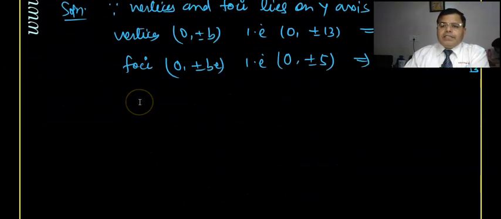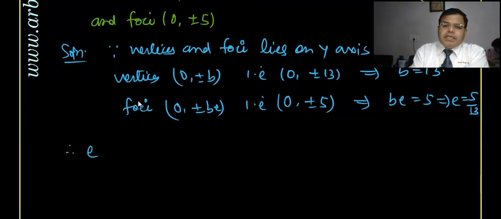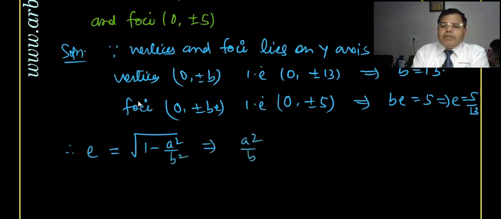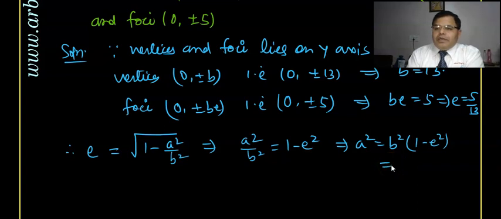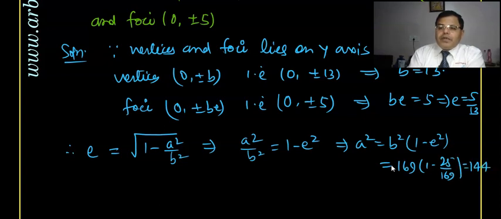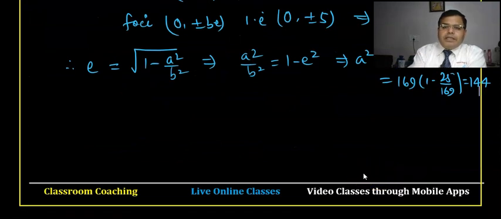Now a square is equal to, here eccentricity, because a is less than b, no? So here eccentricity is under root 1 minus a square by b square. So that will be a square by b square is equal to 1 minus e square, and a square is equal to b square into 1 minus e square. That is 169 into 1 minus 25 by 169, which is 144. So a square is 144.